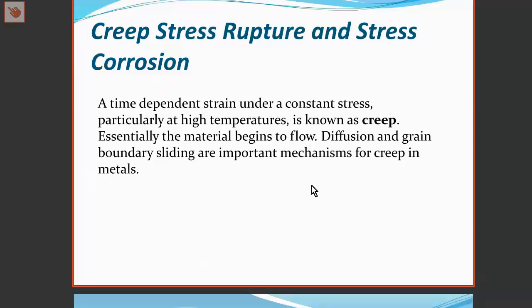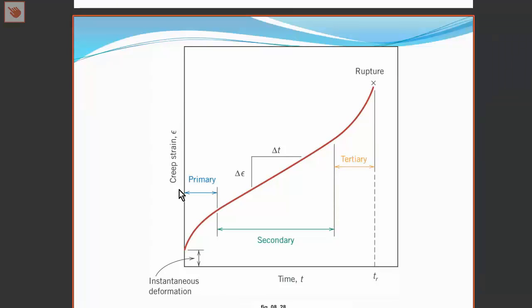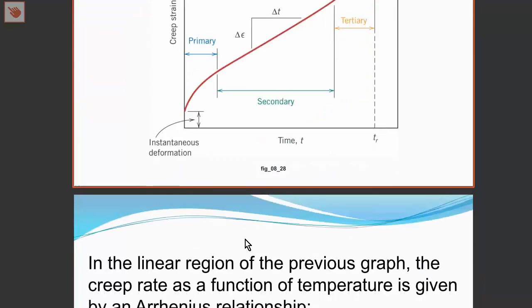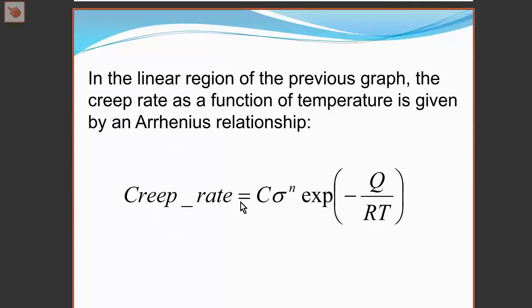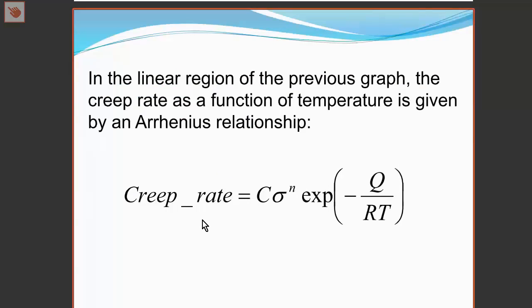The next thing I want to talk about is creep. Creep is a time-dependent strain under a constant stress, and it particularly occurs at high temperatures. Diffusion and grain boundary sliding are important mechanisms for creeping metals. If we have a look at the creep strain versus time, we get a graph like this. In the middle, it looks linear, and we can specify a creep rate, which will be the rate of change of strain with time.